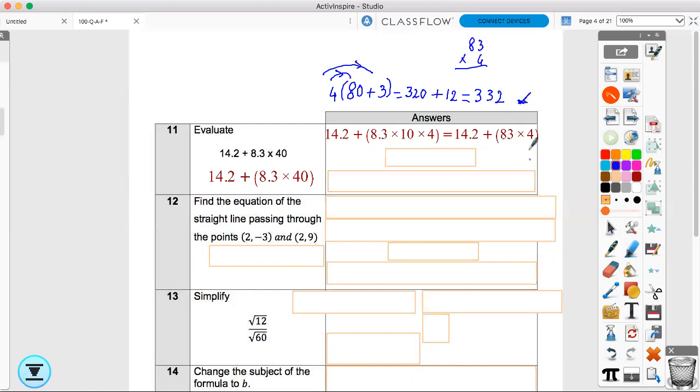Just done 83 times 4, got 332, and then just add that on to 14.2 separately. Now that I've got my 332, I just need to add 14.2. And you can do that upstairs, downstairs if you want, as long as you place it correctly.